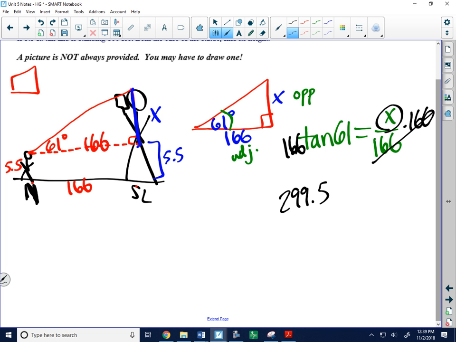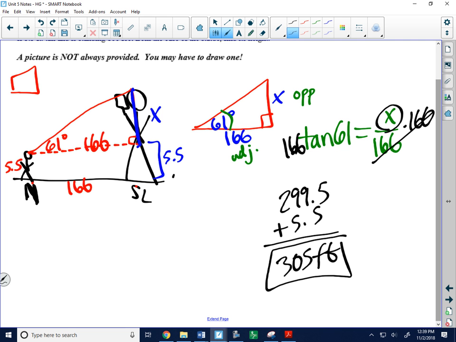So that was x, and now we just need to add in 5.5 to get all the way to the ground. That'll be about 305 feet. Yes, that actually is the height of the Statue of Liberty.